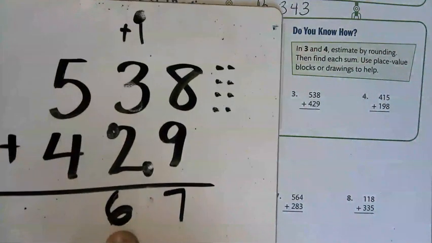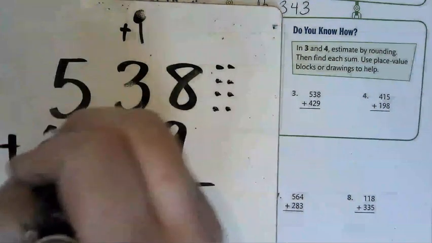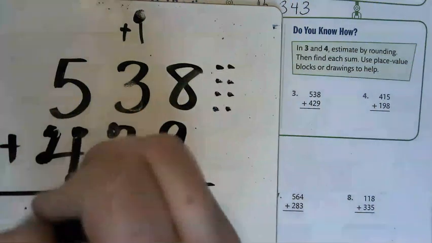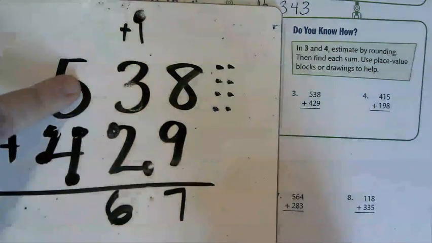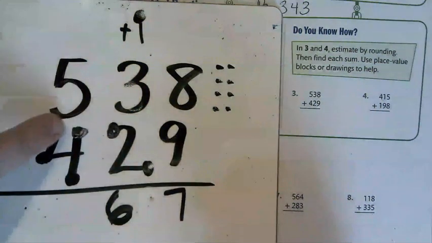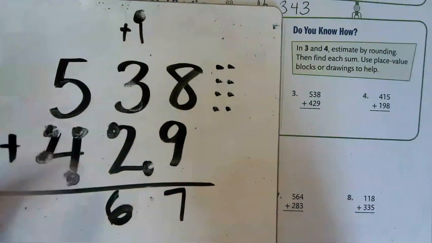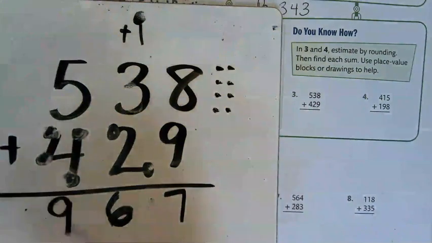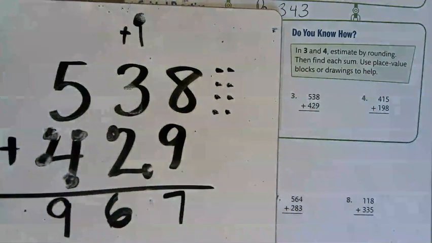All right. Now I can move to my hundreds place and I can see 5 and 4. Well, I'm going to put my 4 touch points and I'm going to touch 5, 6, 7, 8, 9. Now, do I need to regroup on that number? The answer is no, I don't.